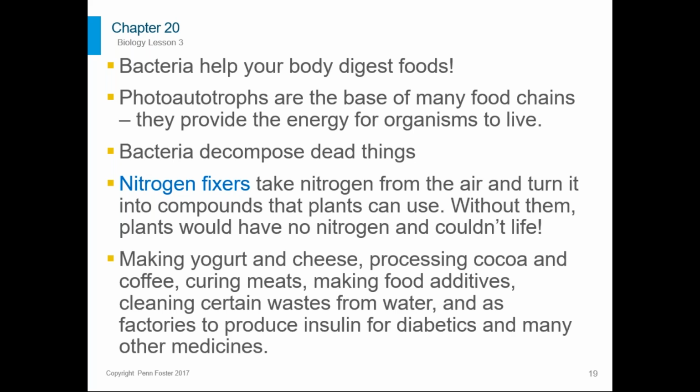And we also put bacteria to work for us in a lot of industry things. We use bacteria to make yogurt and cheese and other foods, to process foods like cocoa and coffee, cure meats, make some food additives, cleaning wastes out of water, and we use bacteria as factories to produce a lot of drugs, including insulin for diabetics. They're made by bacteria.